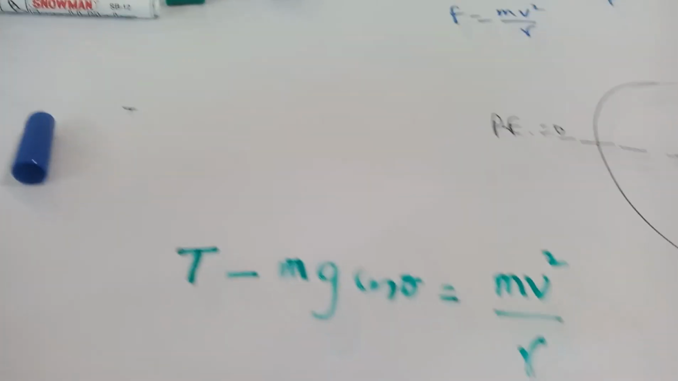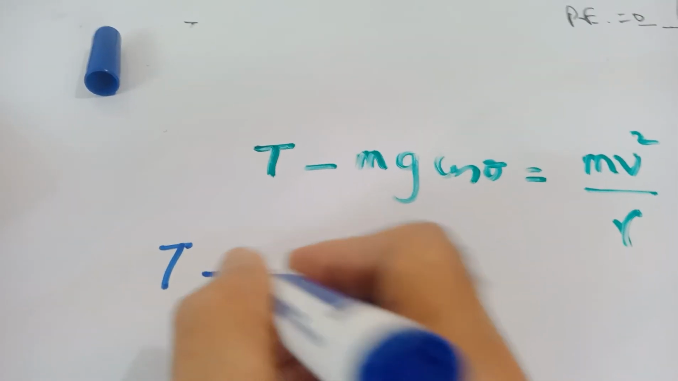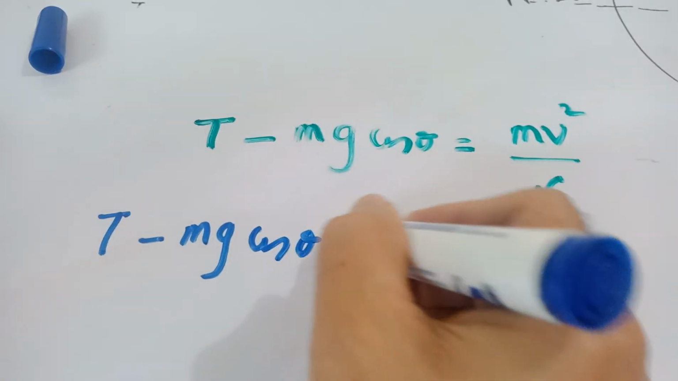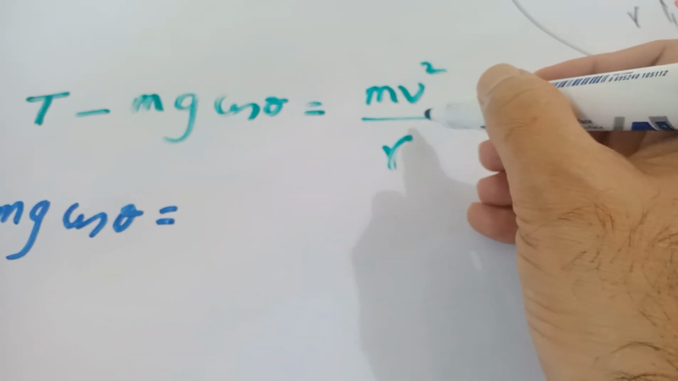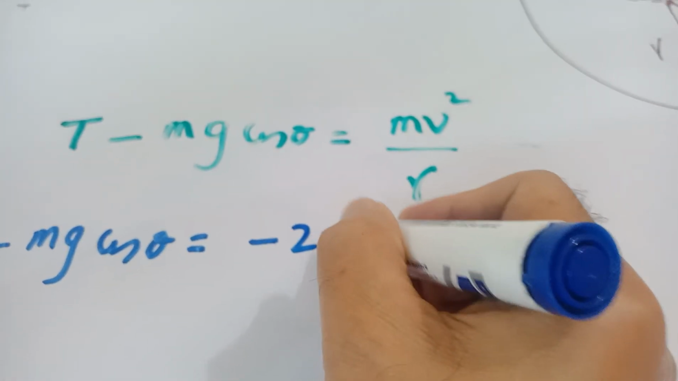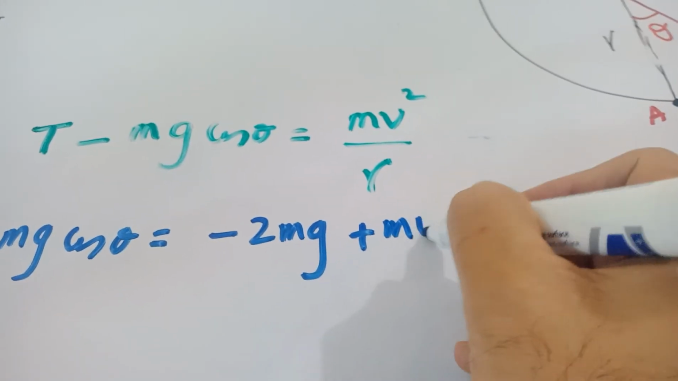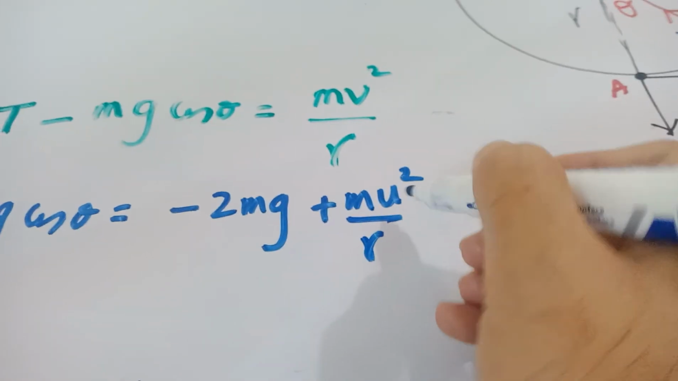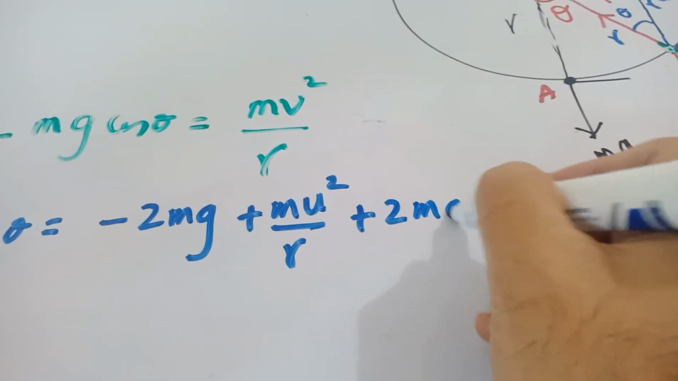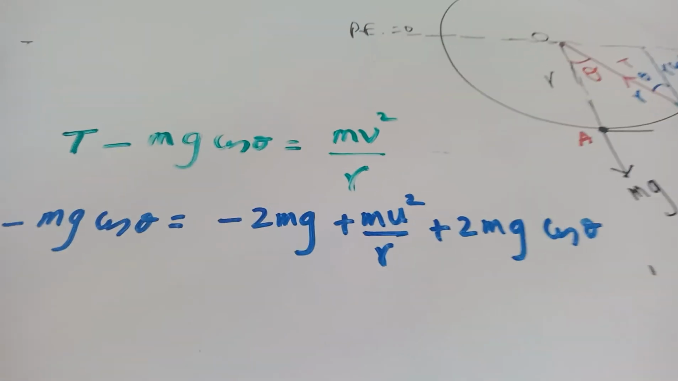So now I have this. Let me change this marker. Now this is going to be T minus mg cos theta. Instead of this mv square over r, I'll be writing this minus 2mg plus mu square over r, and then plus 2mg cos theta.